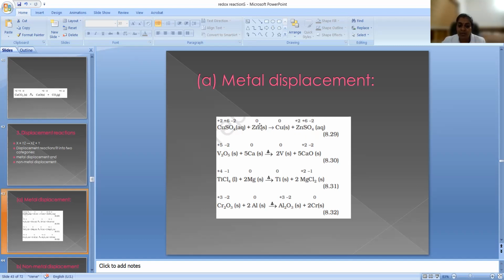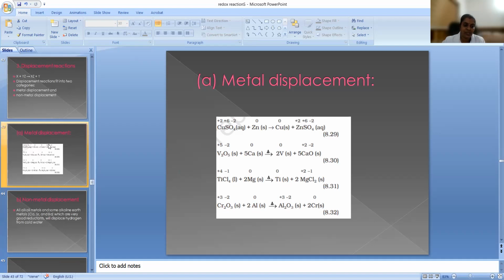Okay. So the most reactive metal will always undergo oxidation, and the least reactive metal will undergo reduction. Understand? That is what is happening in the competitive reaction. Here calcium is the most reactive metal, so it undergoes oxidation 0 to +2, and vanadium +5 to 0 is reduction. Here magnesium is most reactive, so magnesium undergoes oxidation 0 to +2, and titanium is least reactive, so it undergoes reduction +4 to 0. Here aluminum is most reactive, so 0 to +3 oxidation, and chromium +3 to 0 reduction. Okay, so this is the metal displacement reaction.